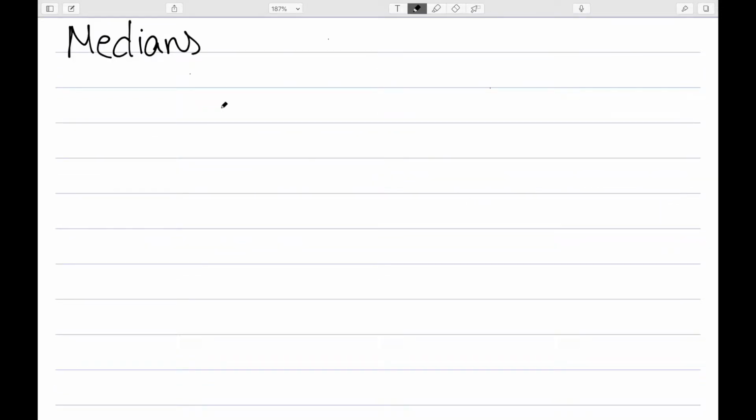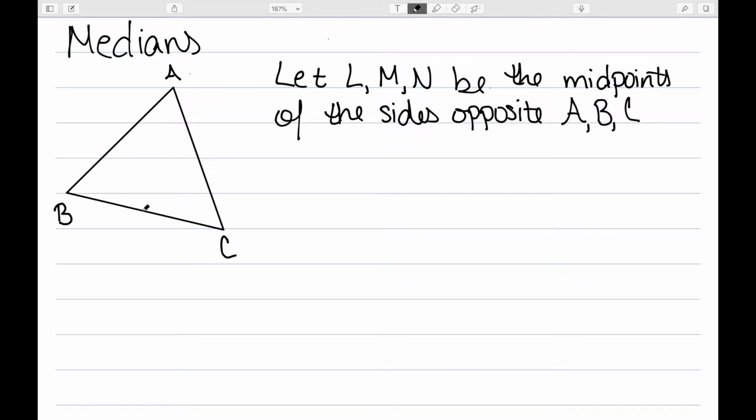The next segments I want to consider are the medians. Once again, I'm going to start with some generic triangle ABC. I'm then going to look at the midpoints of each of the sides. So let's say here's the midpoint of BC, that'll be L. The midpoint of side AC, this will be M. And the midpoint of side AB will be N.